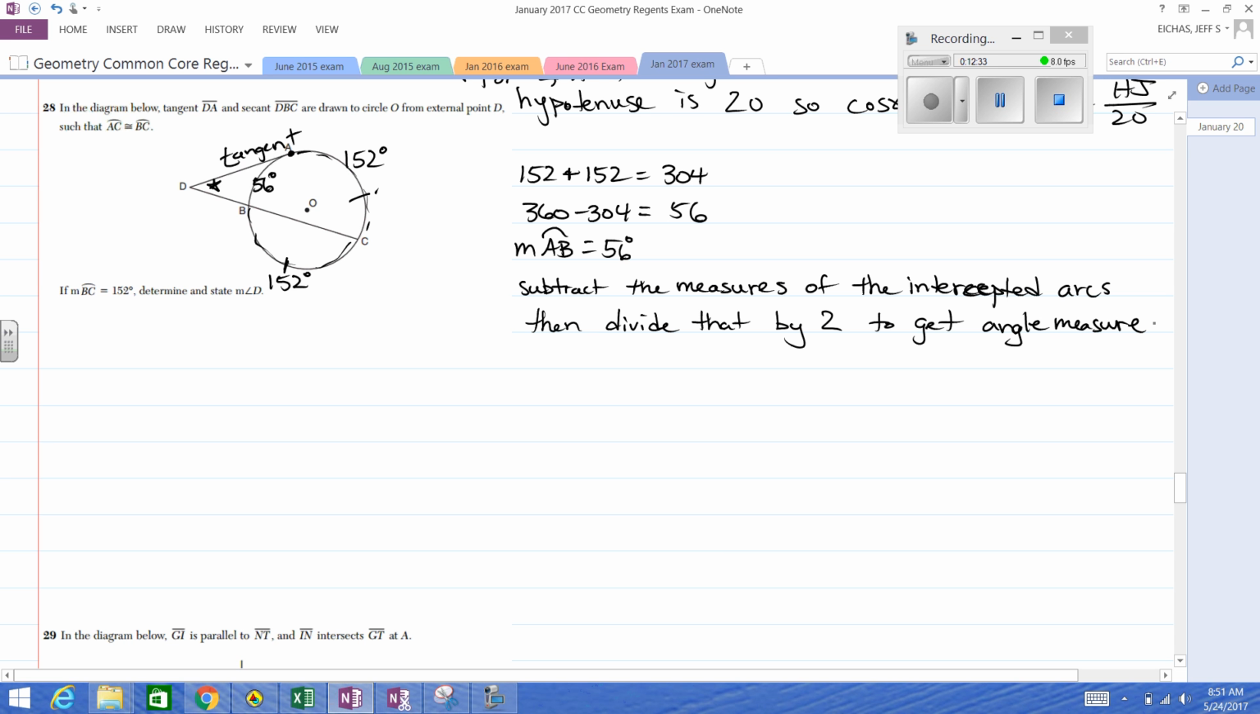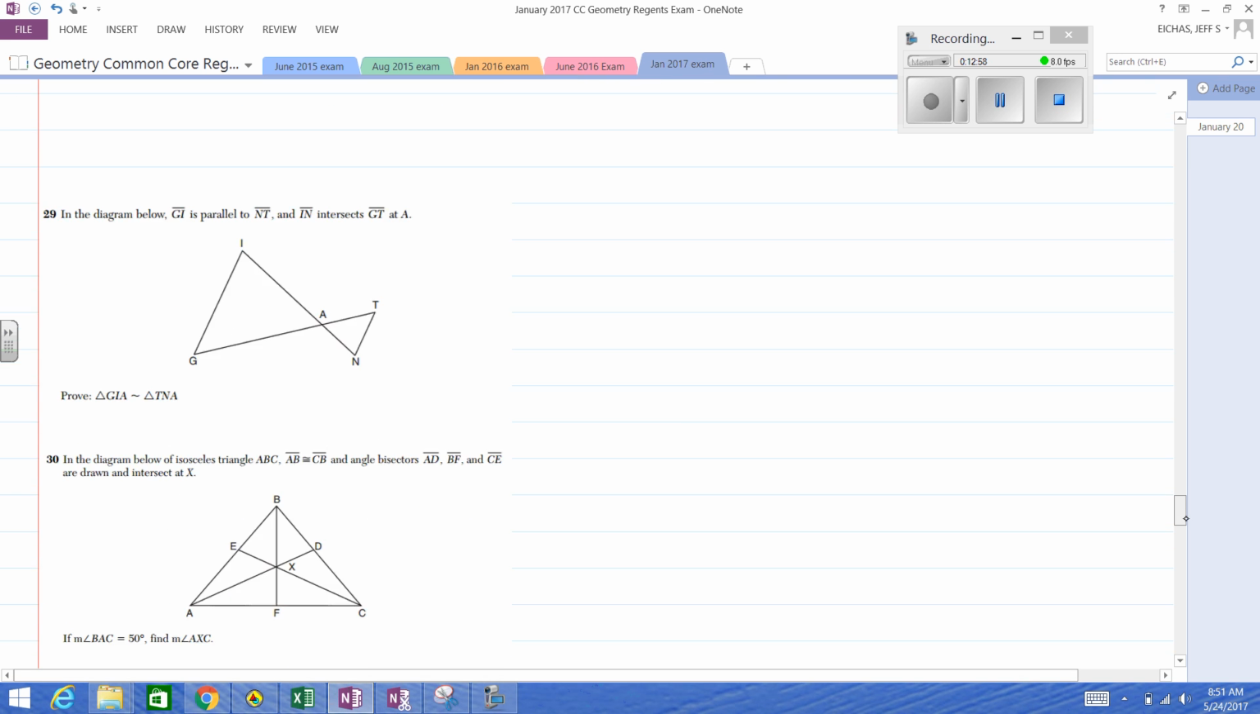Okay, so that's our process. So we'll take 152 minus 56. That gives us 96. Okay, and then we're going to take 96 divided by 2, and that's going to be 48. So the measure of angle D is 48 degrees. All right. It doesn't say to explain, so that should be good enough. It's just a 2-pointer.